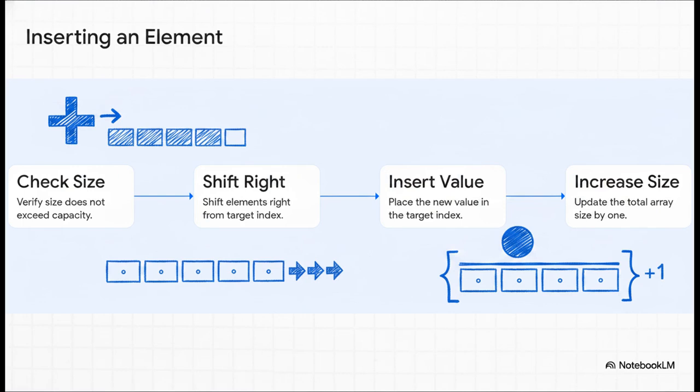You see, inserting an element into an array isn't always as simple as just dropping it in. Because of that contiguous memory rule we talked about, if you want to insert a new number right into the middle of an array while maintaining the order, you have to physically make room. Step 1, of course, is making sure you actually have the capacity. If you do, step 2 is where the heavy lifting happens. You have to physically shift every single element to the right of your target index 1 spot over. Only then, in step 3, can you finally drop your new value into that newly emptied slot. And then step 4, just update your total size.